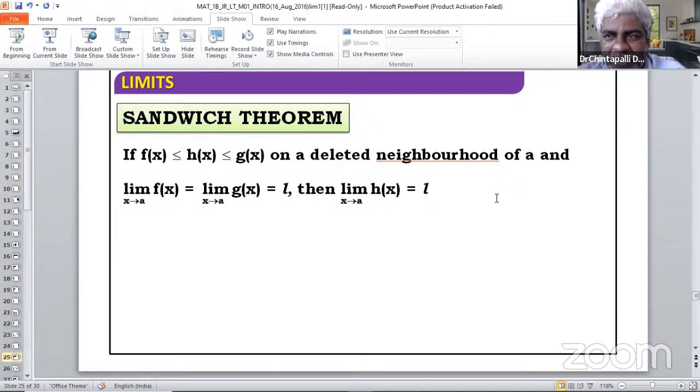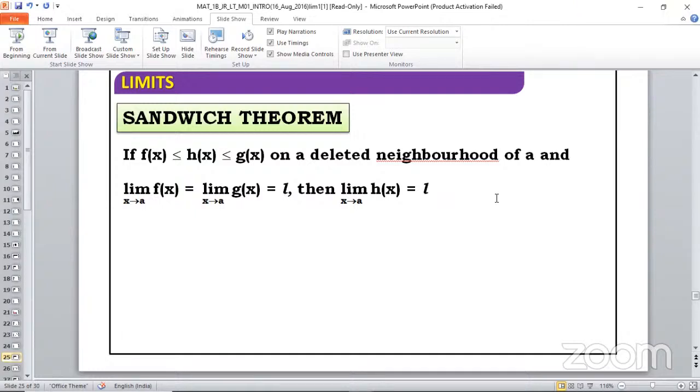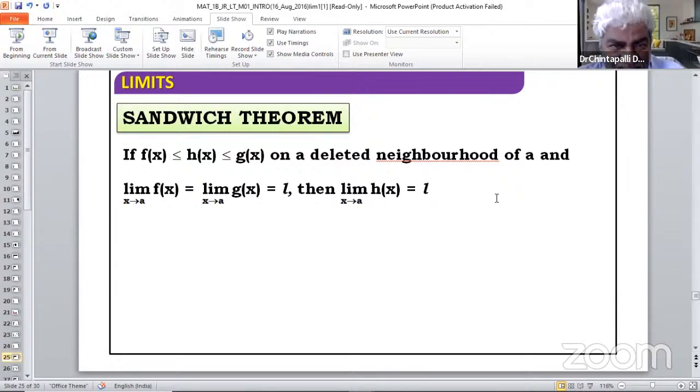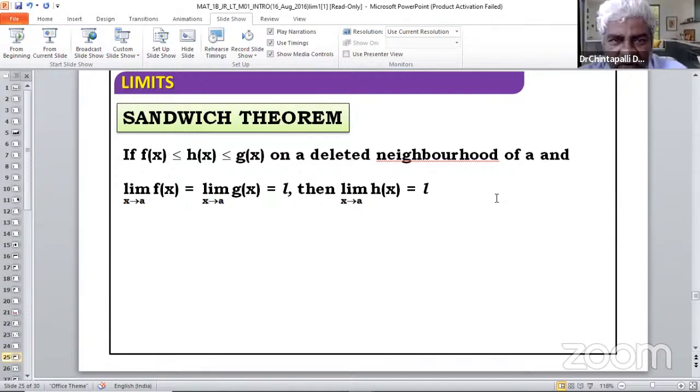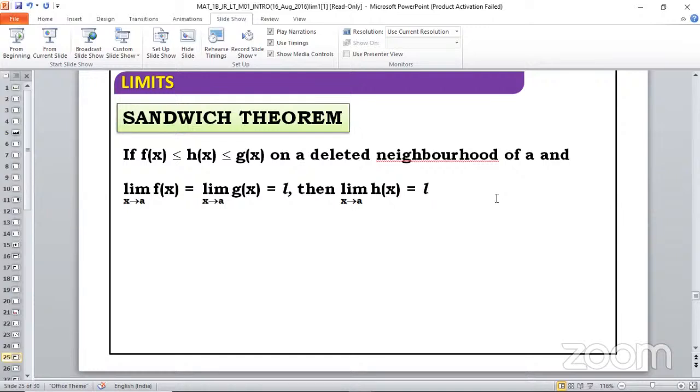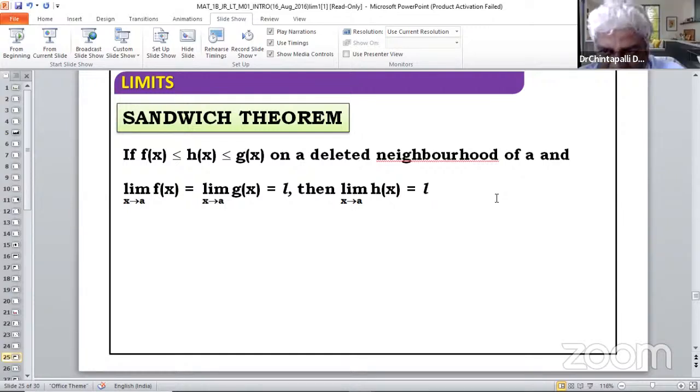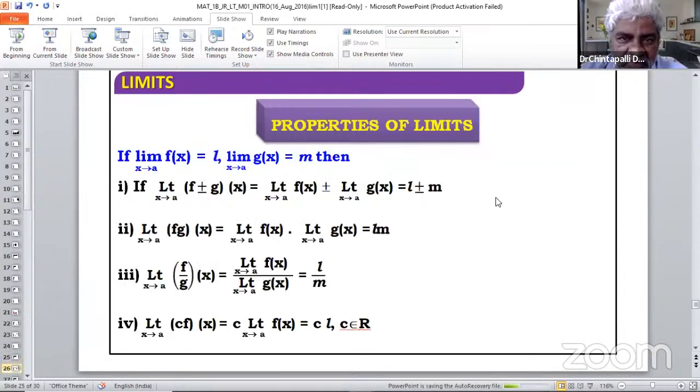Sandwich theorem follows the format of a sandwich. It has something like an omelette inserted between two buns. Like that, three functions: h of x is inserted between f of x and g of x. If f of x is less than or equal to h of x, which is less than or equal to g of x, on a deleted neighborhood of a, and the limit as x tends to a of f of x equals the limit of g of x equals L, then the limit of h of x is also L. Have a look at this, and we will use it further in proving some formulae. This is just a brief introduction.